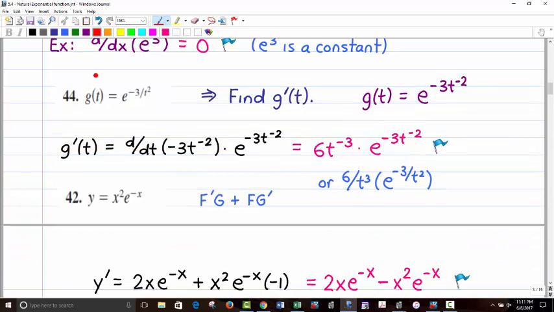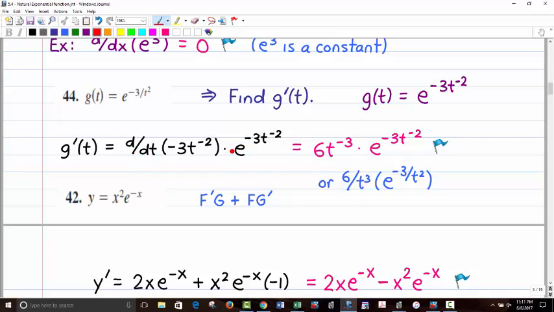All right, let's see what I did here. E to the negative 3 over t squared. For these kind of problems, I like to get it out of fractional form. So I just rewrote it like this. Wrote it as negative 3 and then brought the t up and made it negative 2. So I wrote it like this.